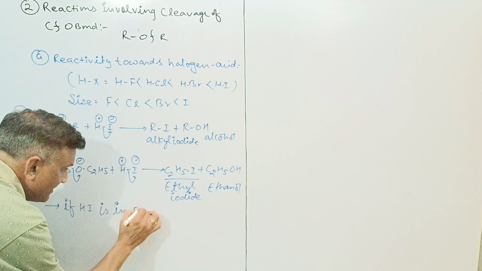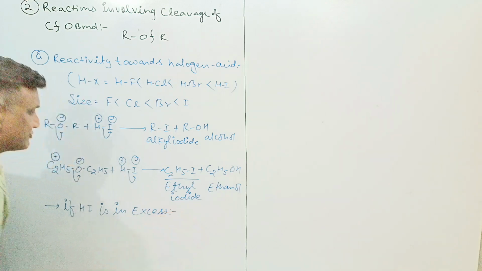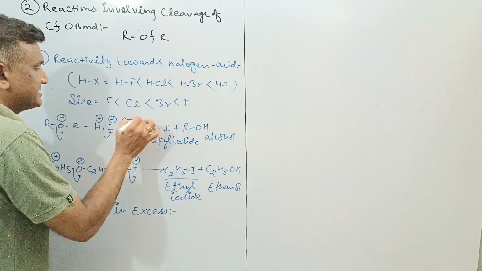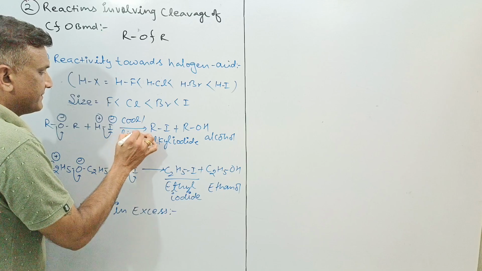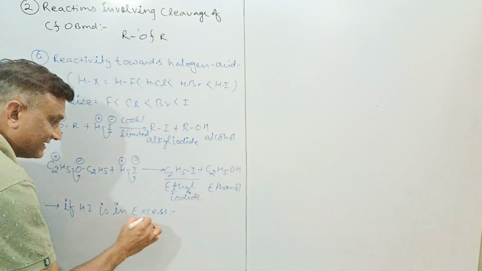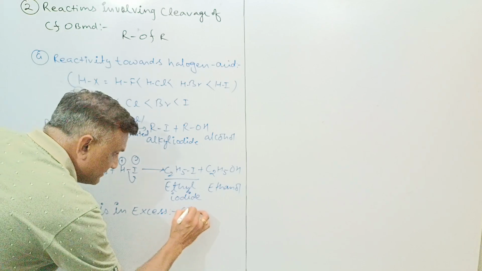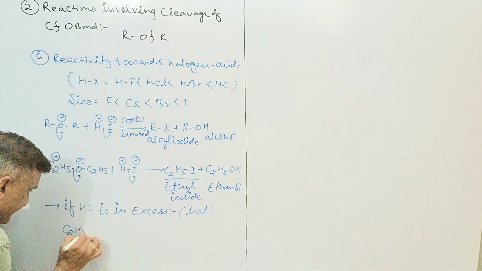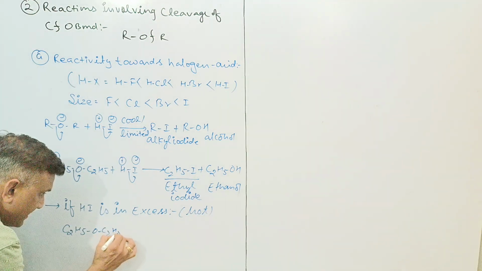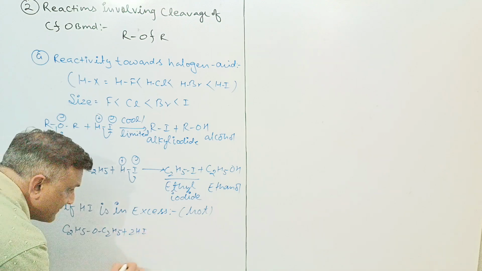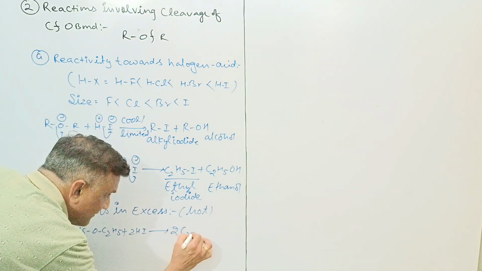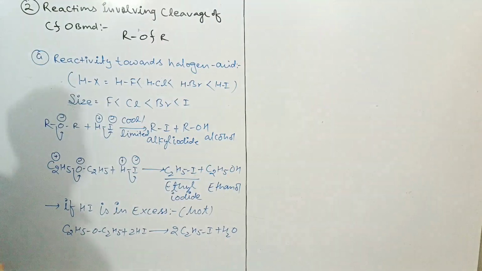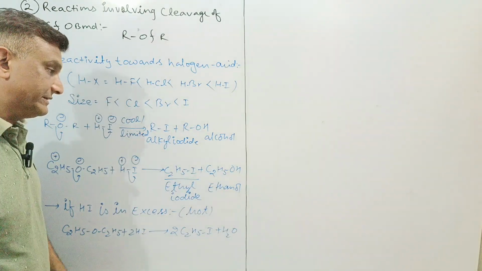If HI is in excess, if particularly you can call it hot condition, and limited amount you can call cool condition. Limited amount of HX is cool condition; excess can be called hot condition. So this is C2H5OC2H5. Excess means 2 molecules of HI. So here there will be formation of 2 molecules of alkyl iodide as ethyl iodide and 1 molecule of H2O. This was about the symmetrical ether.